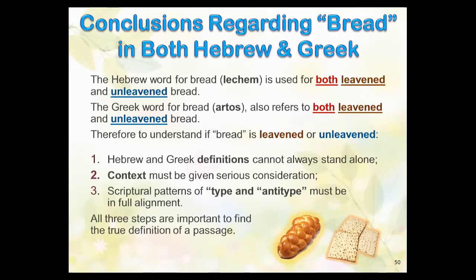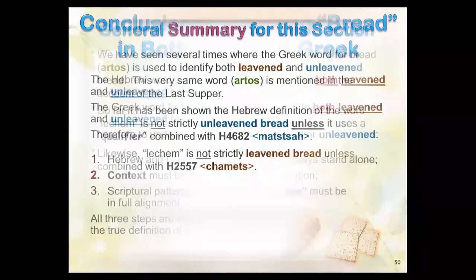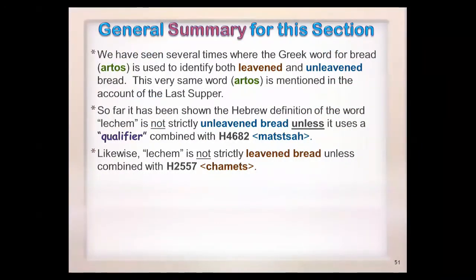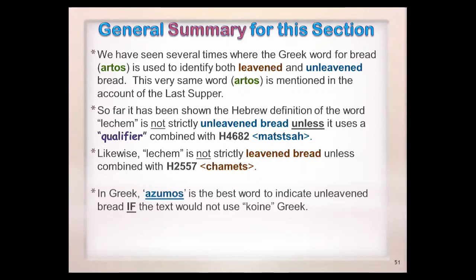So the general summary for this section is that we have seen several times where the Greek word for bread, artos, is used to identify both leavened and unleavened bread. This very same word artos is mentioned in the account for the Last Supper. So far, it has been shown that the Hebrew word lechem is not strictly unleavened bread unless it uses a qualifier and is combined with matzah. And likewise, lechem is not strictly leavened bread unless it's combined with shemetz. Those are 2 very important things to remember.